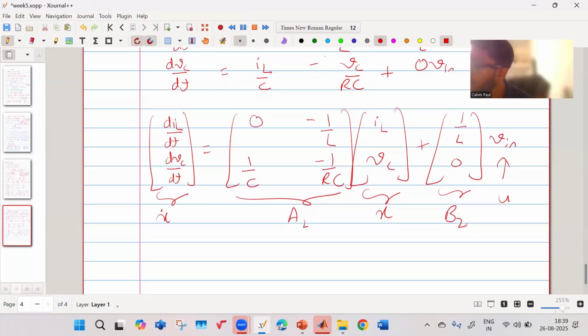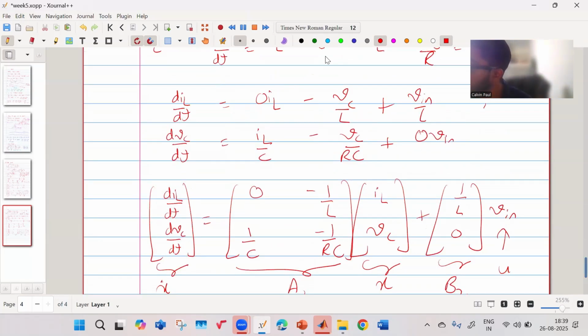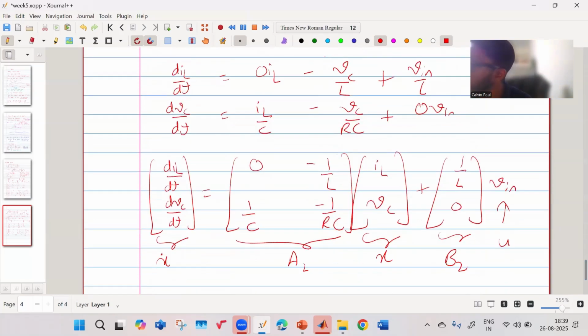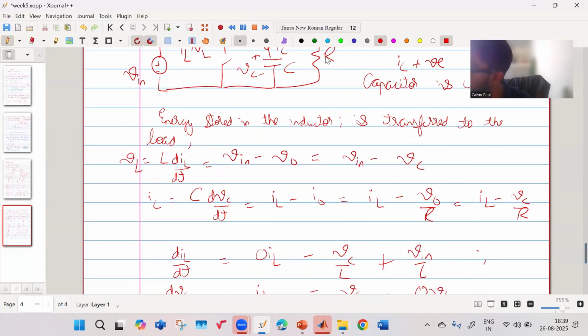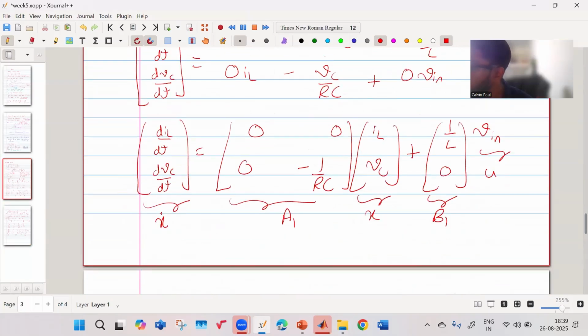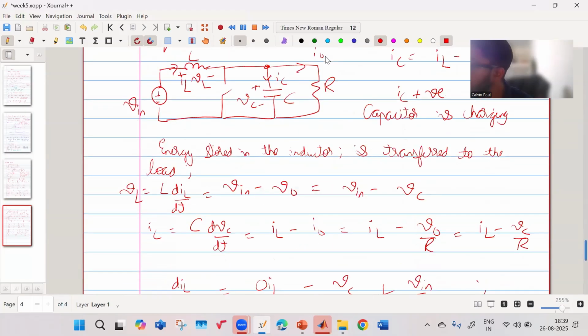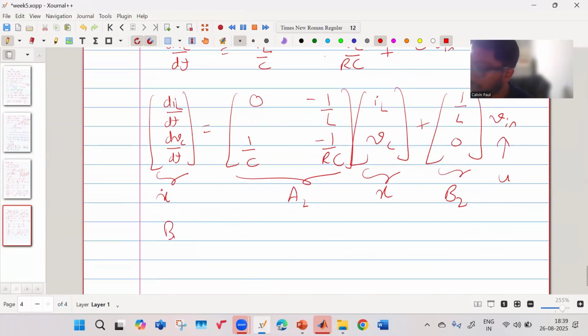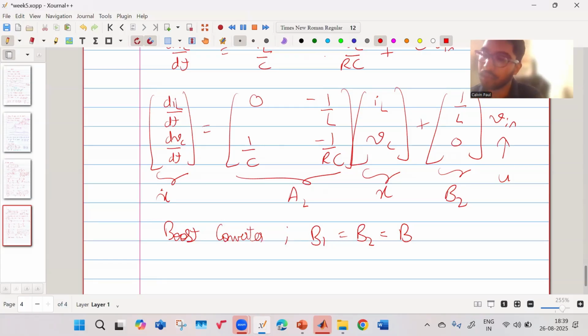Now notice that your B2 is 1 by L and 0, and your B1 is also 1 by L and 0. So in the case of a boost converter, B1 is equal to B2, and we name it simply B, because B is the same both when the switch is on and when it is off.